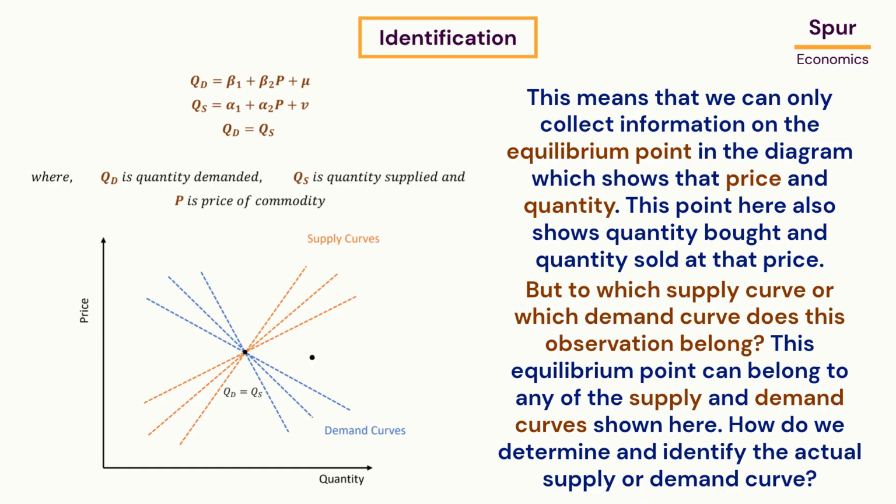This means that we can only collect information on the equilibrium point in the diagram, which shows that price and quantity. This point here also shows quantity bought and quantity sold at that price. But to which supply curve or which demand curve does this observation belong? This equilibrium point can belong to any of the supply and demand curves shown here. How do we determine and identify the actual supply or demand curve?